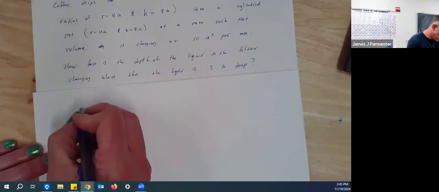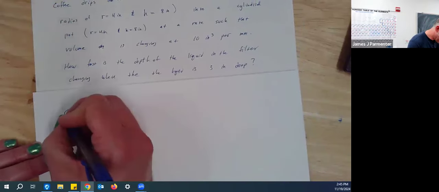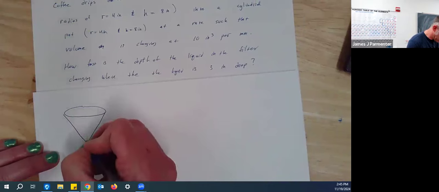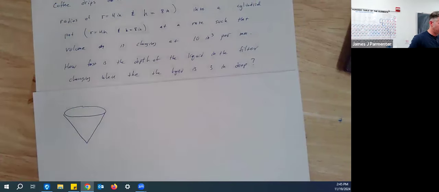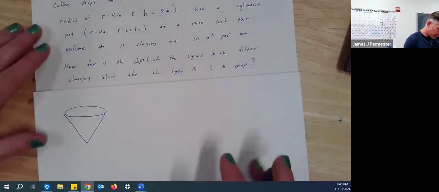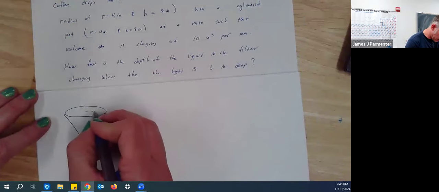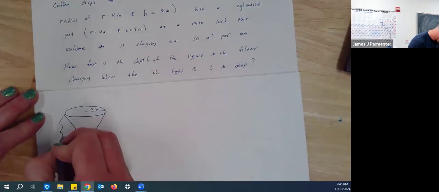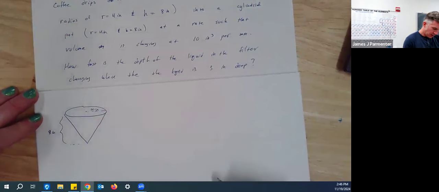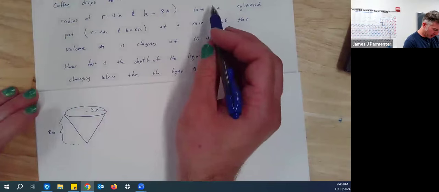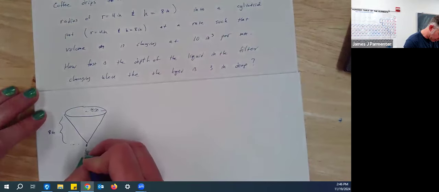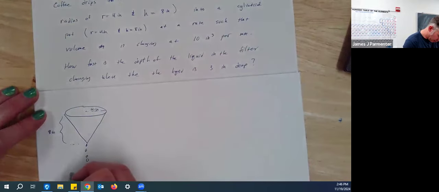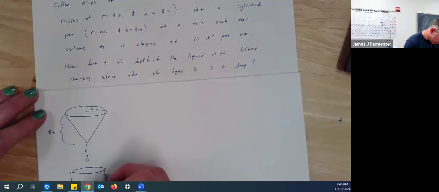So here's my conical filter, oriented in the typical way, right? If you've ever made coffee, the filter points down like that. And it's got a radius of 4 inches. It's got a height of 8 inches. And it's dripping coffee into a cylindrical pot below it. So we've got coffee dripping down into a cylinder with the same dimensions. It's got a radius of 4 inches, got a height of 8 inches. It's a very square looking pot.